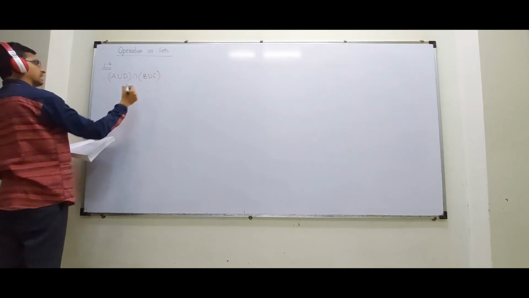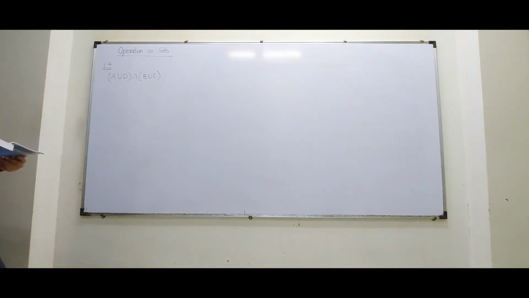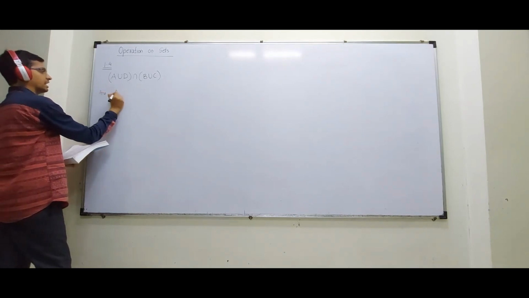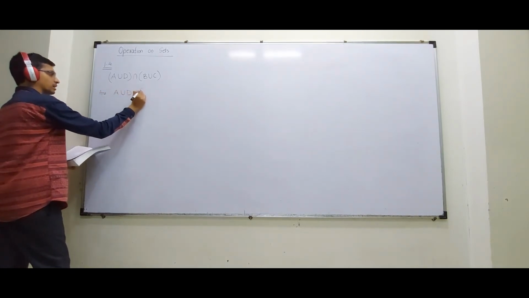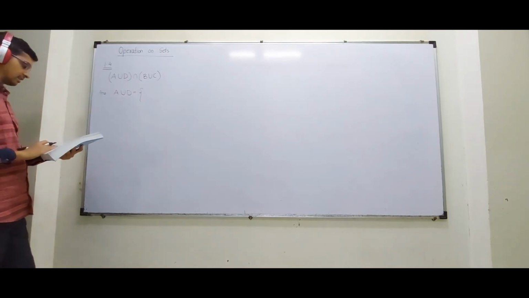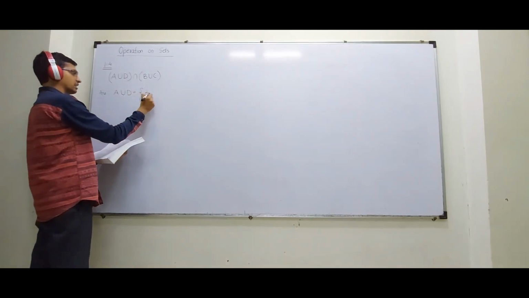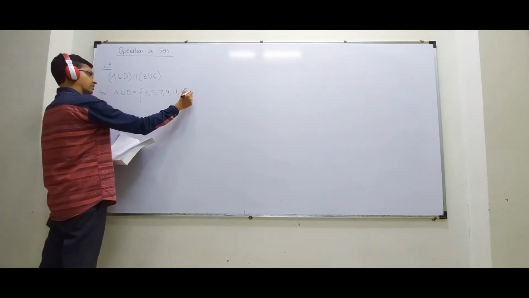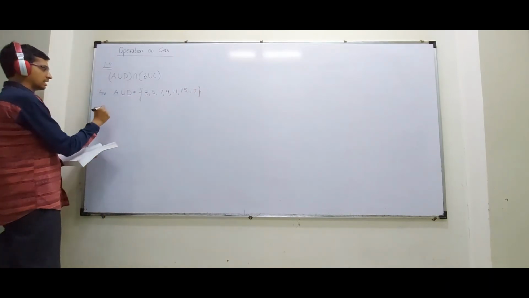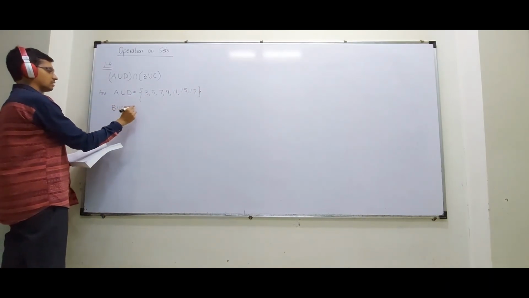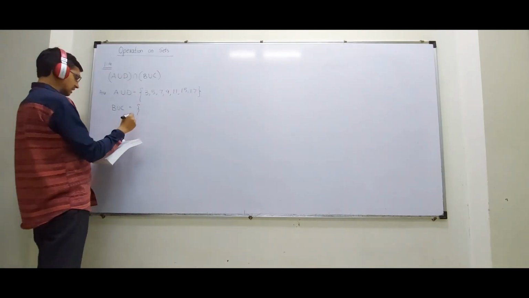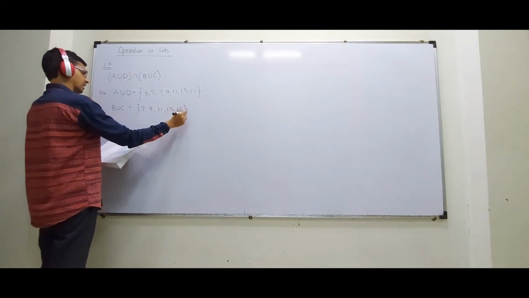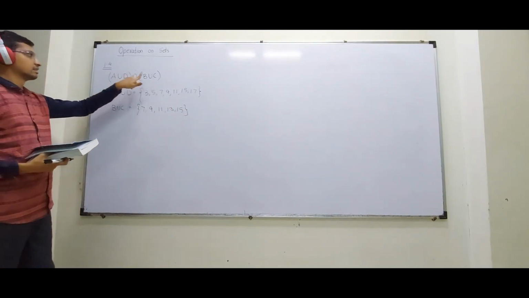The next sum, it is A union D intersection B union C. So what will I do? I will first find A union D. We always solve bracket by bracket. So A union D is 3, 5, 7, 9, 11, 15, 17. Okay? Then B union C, we had already found there. That is 7, 9, 11, 13, 15. Correct? This is done.